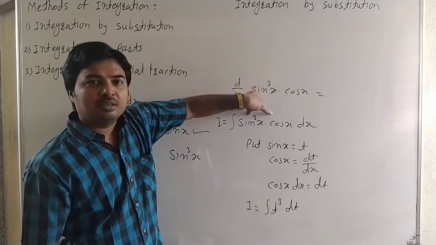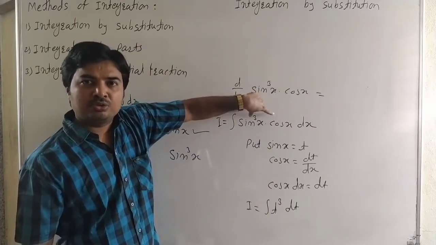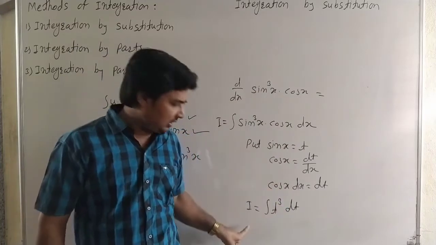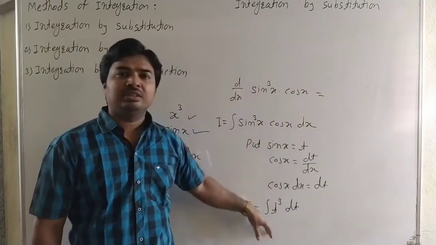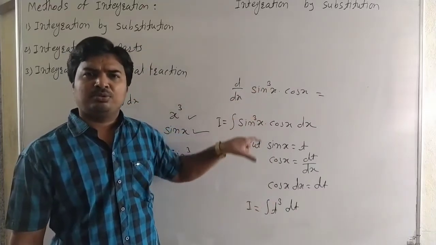It is an integral in a composite form. We reduce it to standard form, and then we can integrate, and after integration we put back the value of t. That is the integral of this function. It is the substitution method.